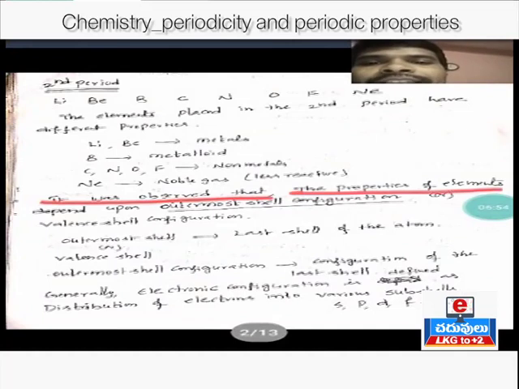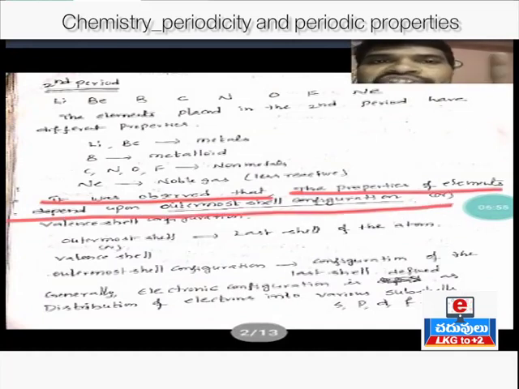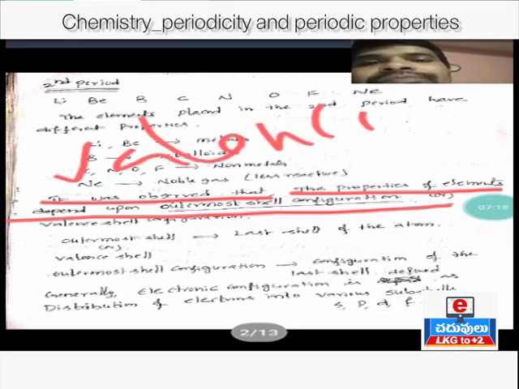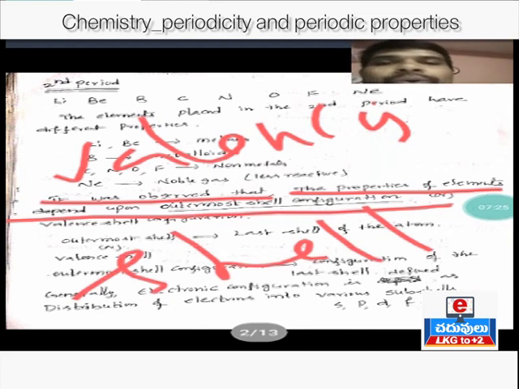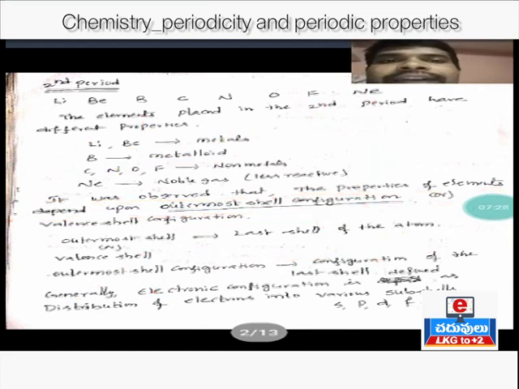Now, it was observed that the properties of elements depend upon the outermost shell configuration. This is most important. Make a note in your classwork. It was observed that the physical and chemical properties of the elements depend upon outermost shell configuration. Outermost shell configuration is also called valency shell configuration.